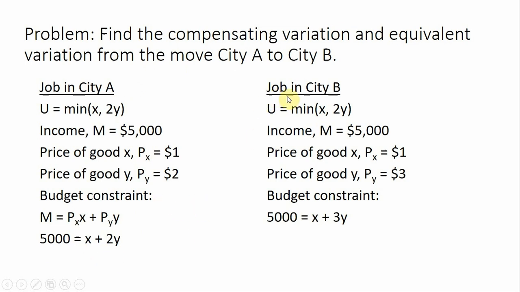If the person were to move to city B, the utility function is unchanged. Income, we're going to assume, is unchanged. The price of good X is unchanged, but the price of good Y increases now to $3. And forming the budget constraint from these prices, we get something that looks like this.